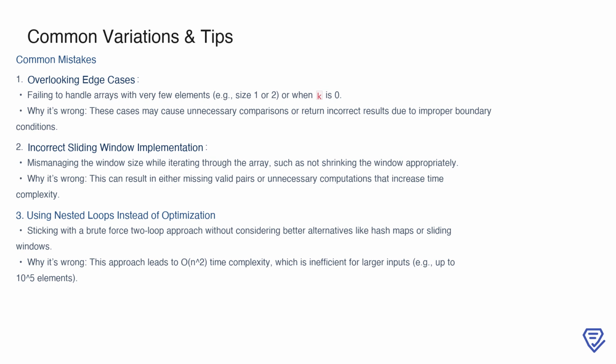Next, implementing a sliding window incorrectly can create problems. For instance, if you don't manage the window size appropriately while iterating through the array, like forgetting to shrink the window when needed, you can either miss valid pairs or waste computation time, which impacts efficiency. Another frequent mistake is relying on a nested loop, brute force approach. While straightforward, this method has a time complexity of O(n squared), and becomes impractical for larger inputs, such as arrays with up to 10 to the power of 5 elements. Optimized solutions like hash maps or sliding windows are much better suited for such cases.